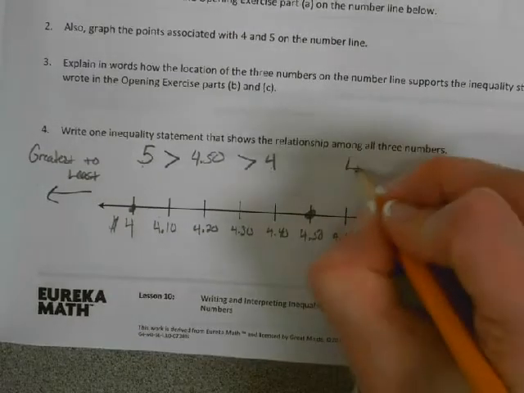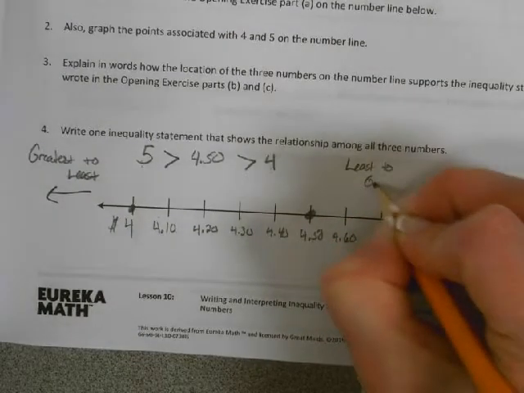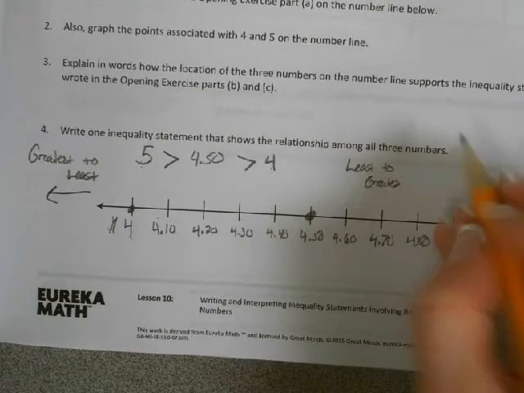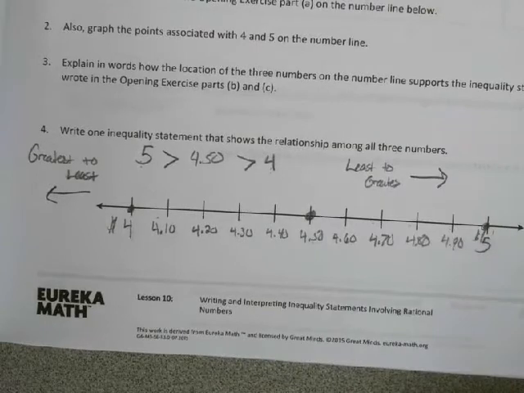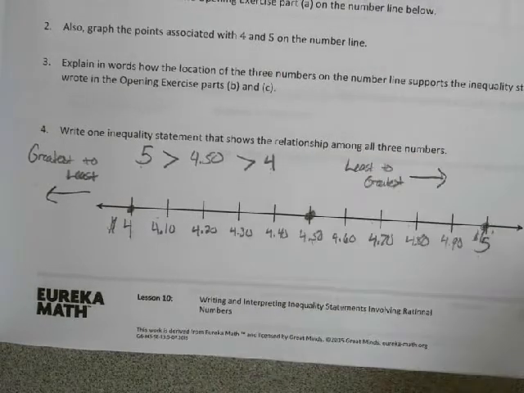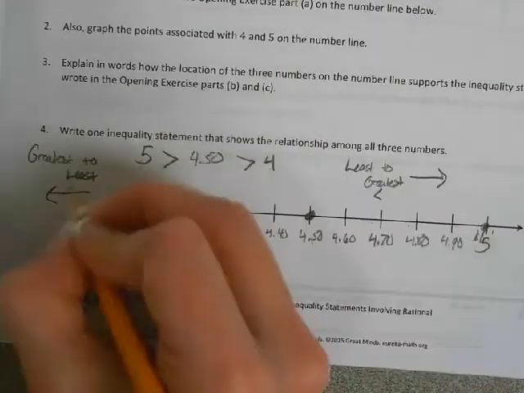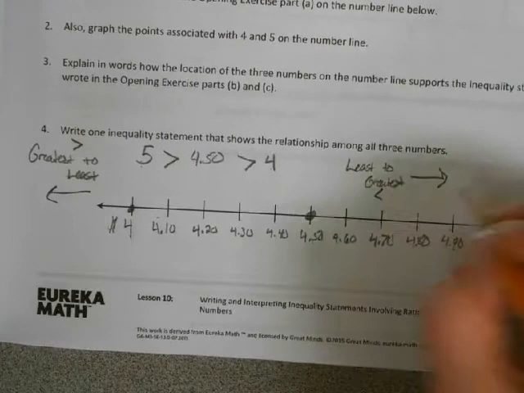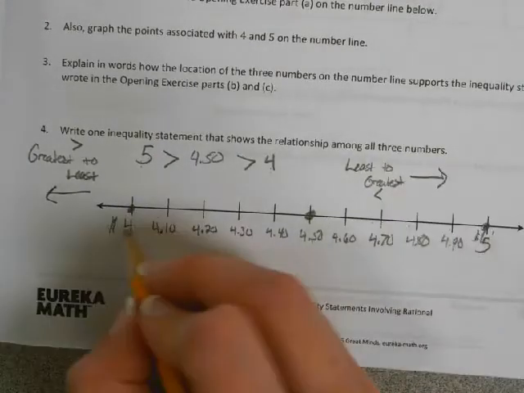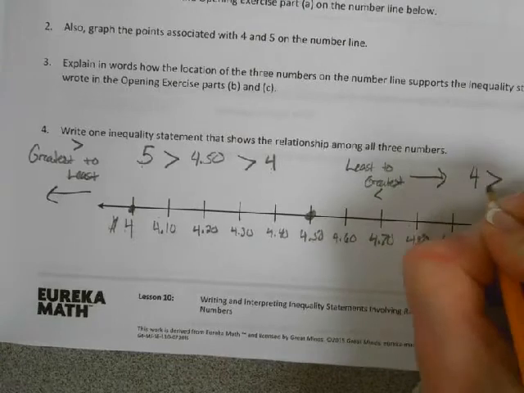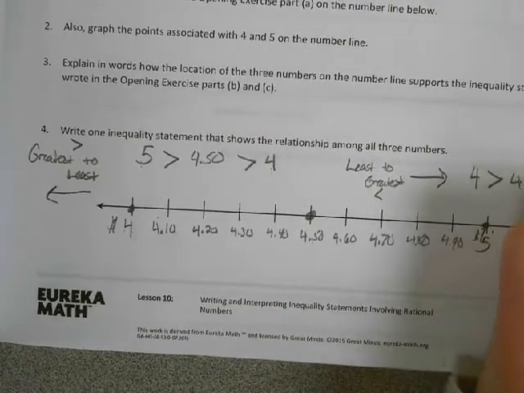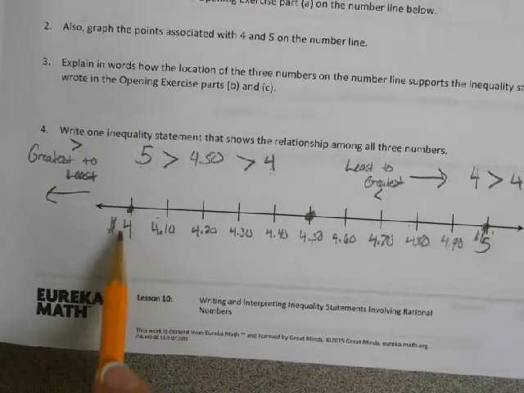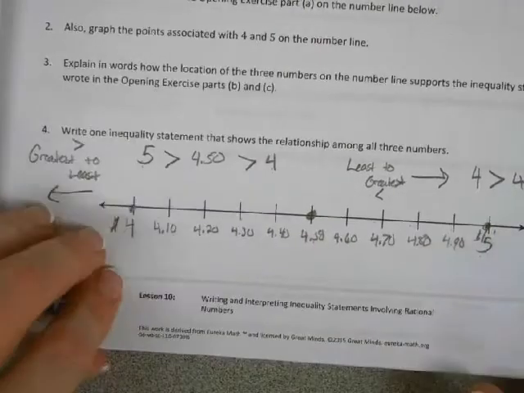Now, least to greatest is going to be from left to right, and least to greatest, we're using our less than symbol. This one's using our greater than symbol. So I'm going to have left would be $4 is less than $4.50, which is less than $5. So again, I'm just going from left to right for least to greatest.